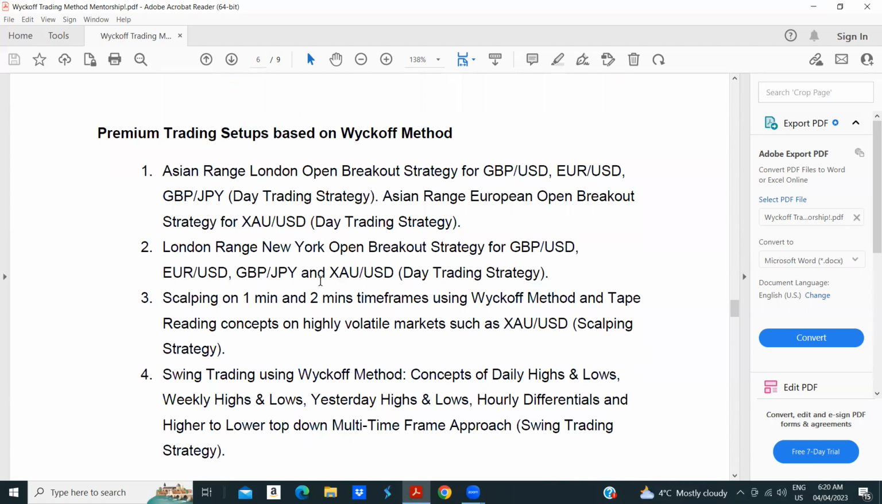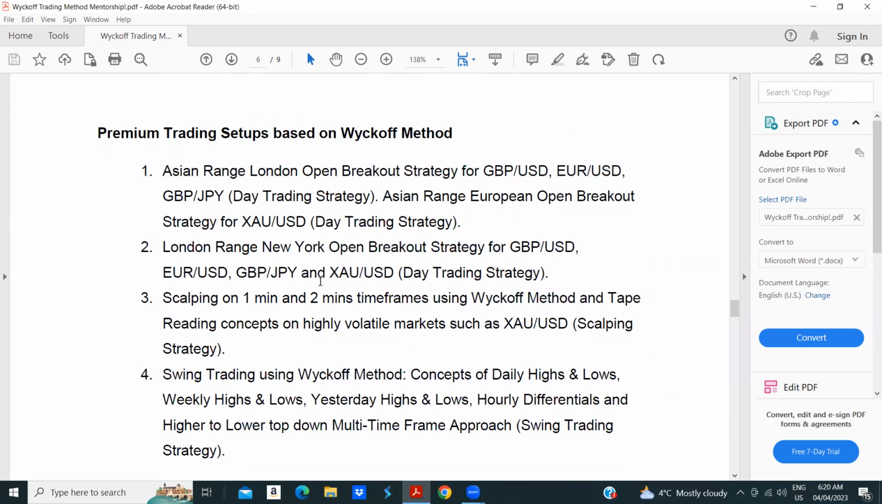Okay, once we have developed the basic foundations and understanding of the Wyckoff method, we're going to learn how to implement those ideas, that foundational knowledge of Wyckoff, into trading setups, and how to actually implement those concepts in the financial markets.